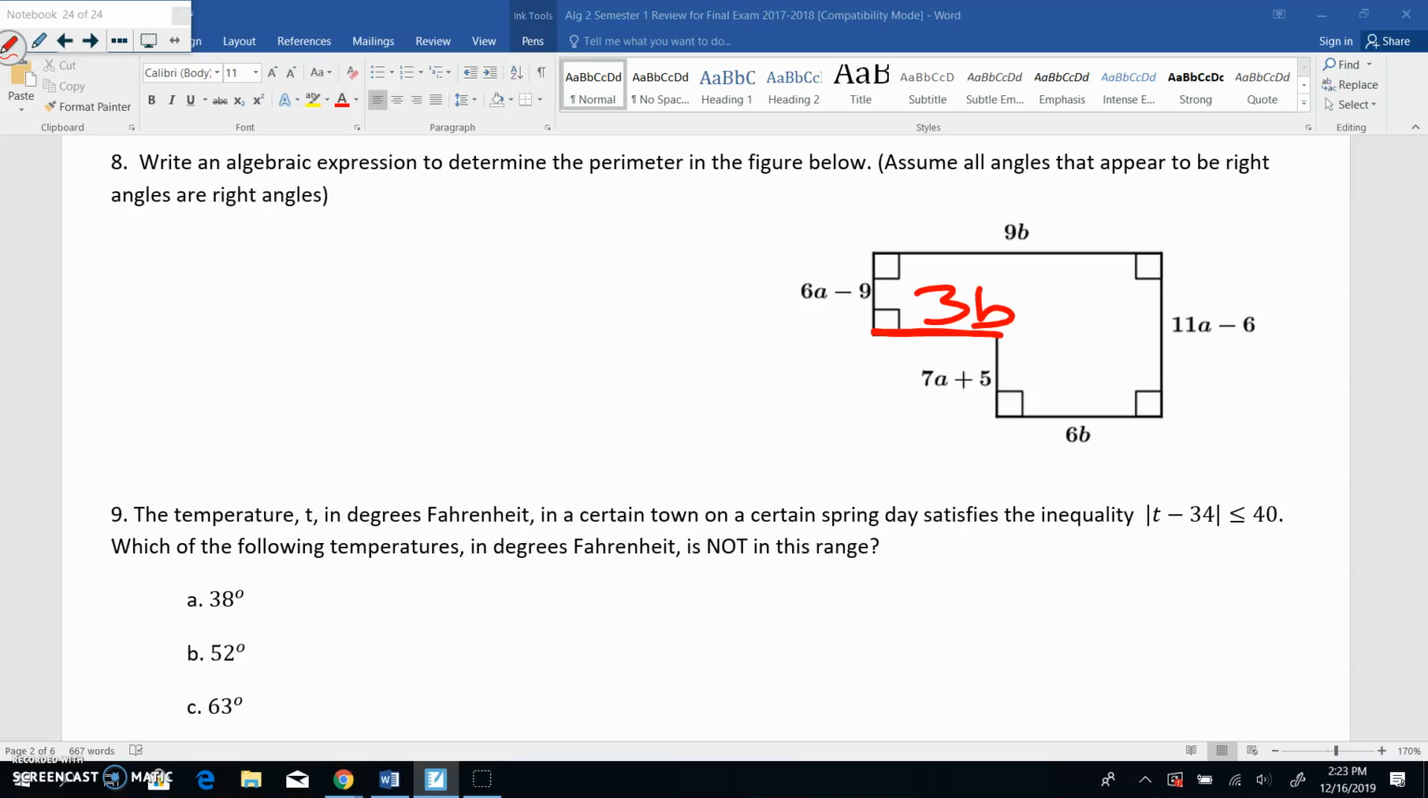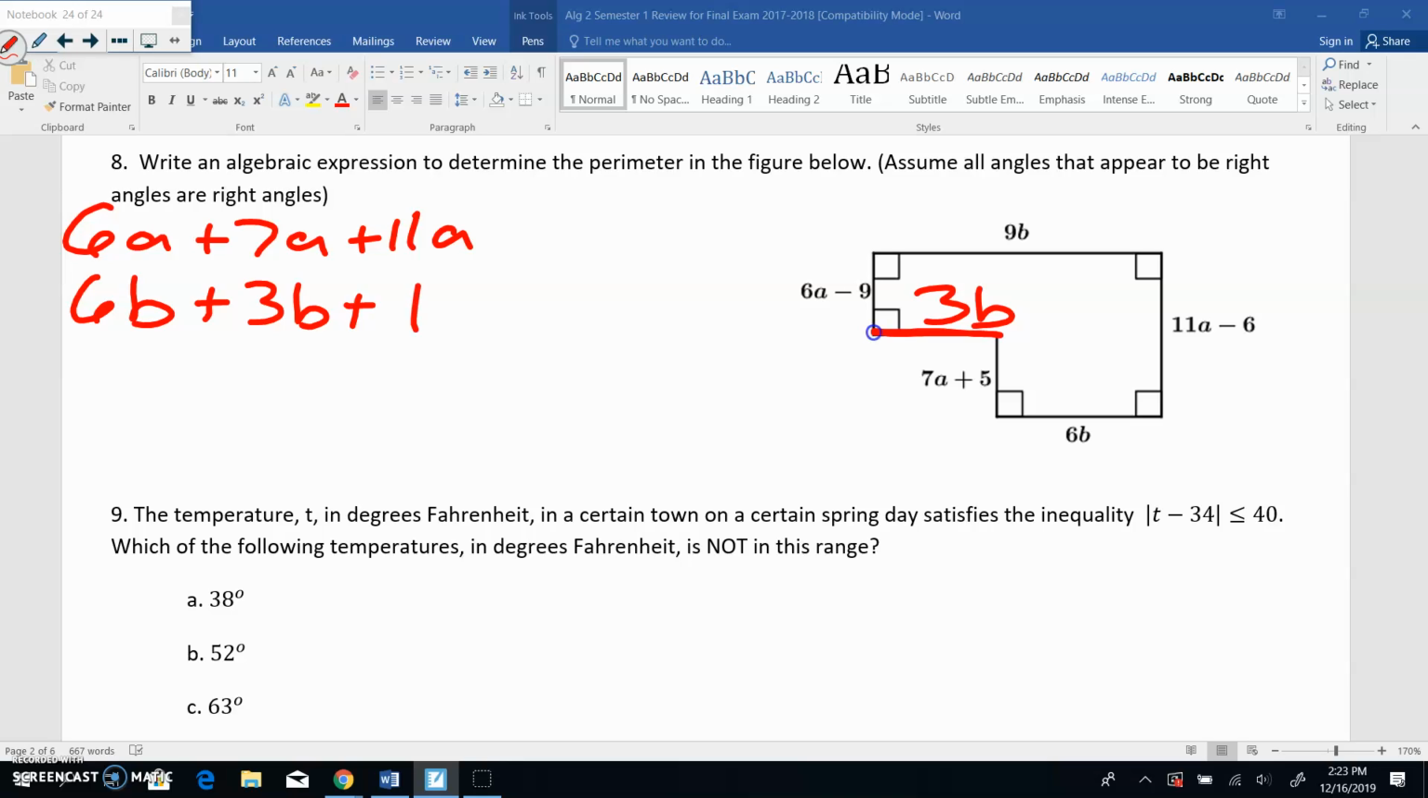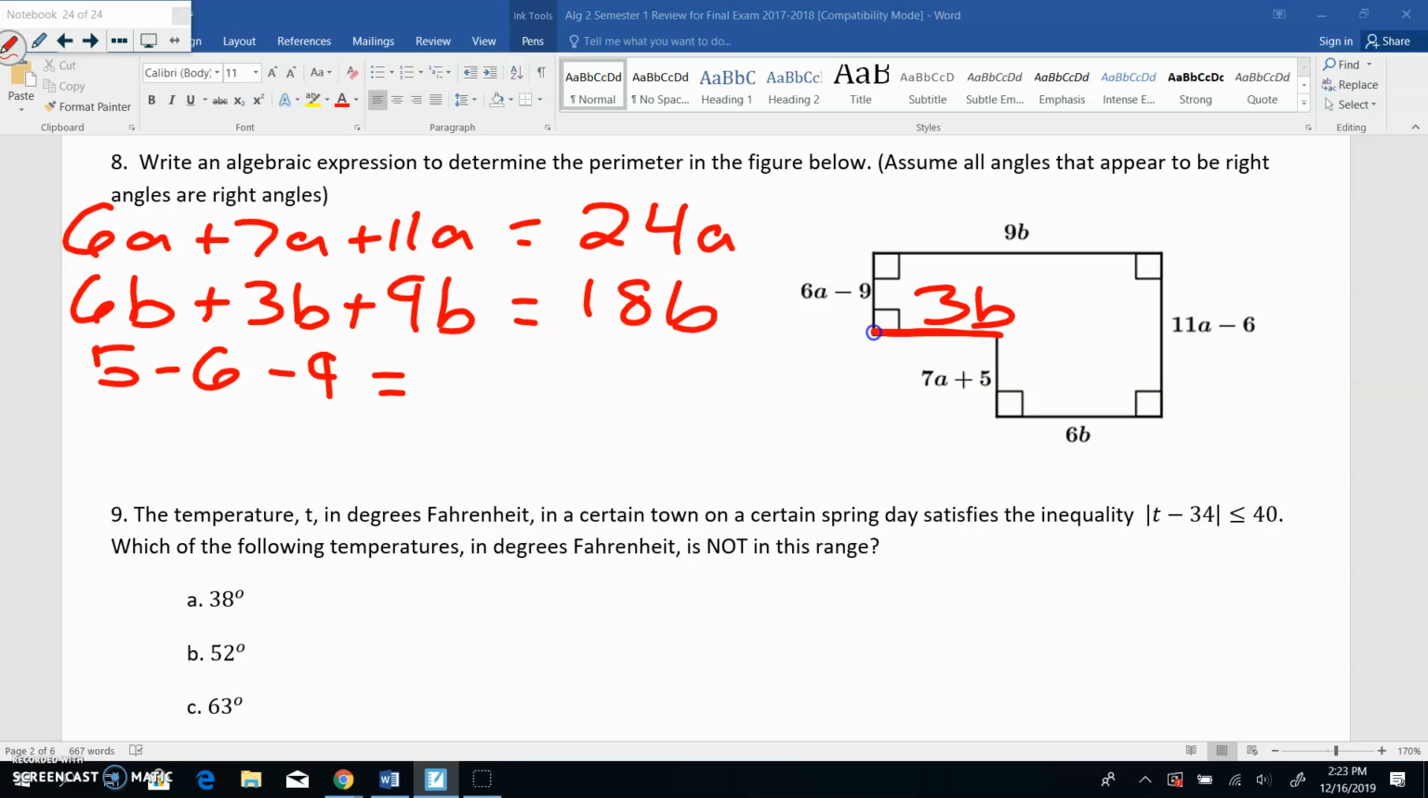Okay, after I figure that out, it's really simple. It's just add everything on the outside. So I'm going to start by saying, okay, I have my A's, I've got my B's, and I've got the numbers without variables. Okay, so I have to handle those too. All right, really quickly, 6a plus 7a plus 11a is 24a. Okay. 6b plus 3b plus 9b is 18b, and 5 minus 6 minus 9 is negative 10.